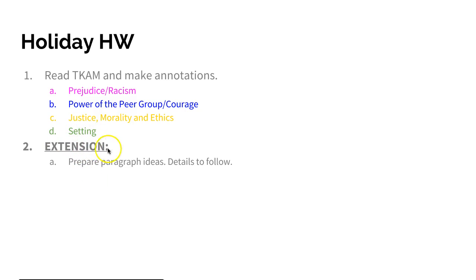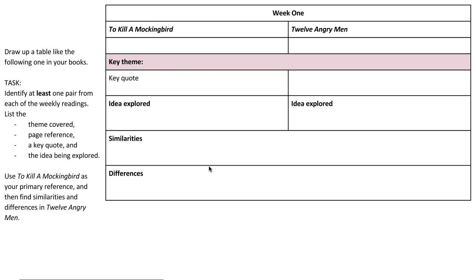Extension. So this will not be for all students. Everybody needs to do the homework, no exceptions. But there is the opportunity to do some extension, and if you are looking for an A, I would encourage you to do some of these. Basically, you need to prepare some paragraph ideas, and I'm going to step through it as follows. Your table would look like this, and then you would need to select two passages from the text and compare them, and I'm going to give you some ideas about what you could compare, and then you're going to unpack it in a bit more detail.